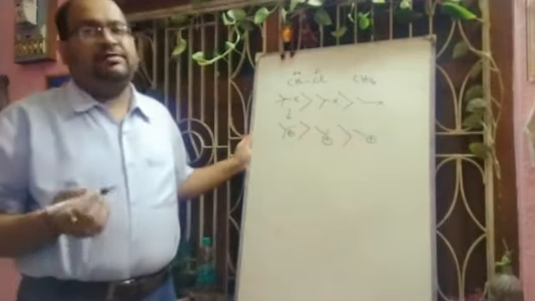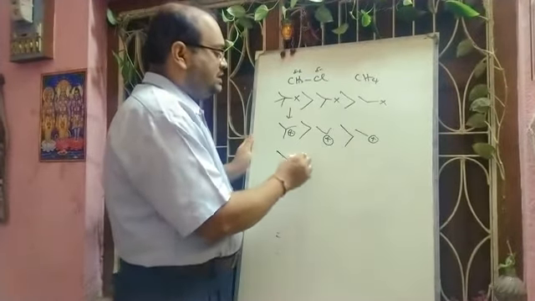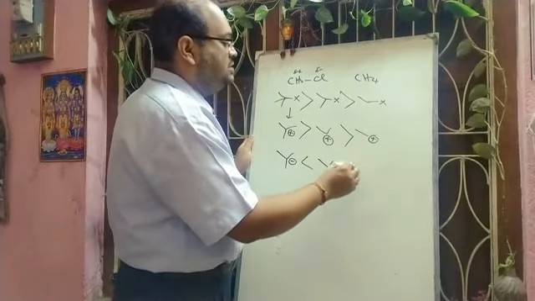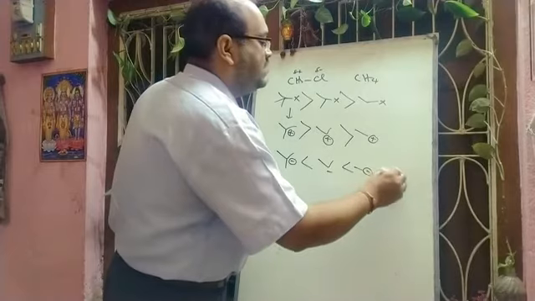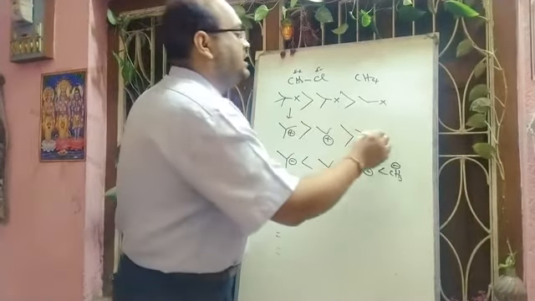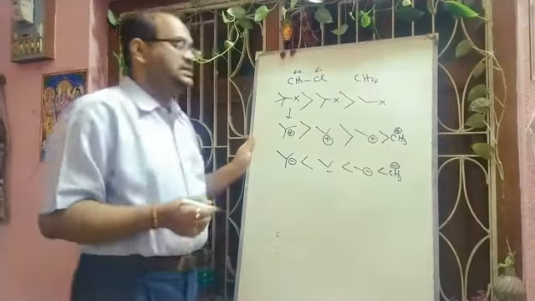But if we think about the anion, generally a tertiary carbanion is less stable, and this one is the most stable, the highest stable, and then we can write CH3 minus. So stability is increasing in one direction, and here the stability is decreasing. Then there will be CH3 plus. So CH3 plus is less stable.